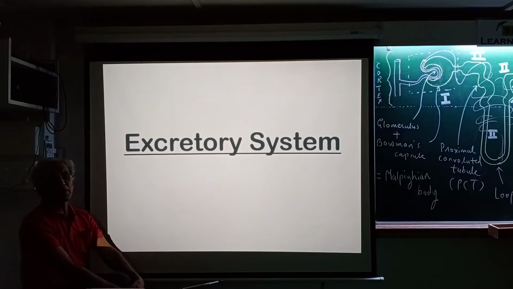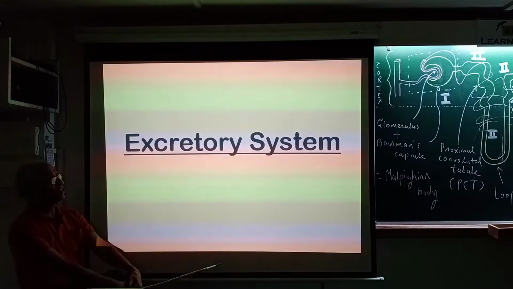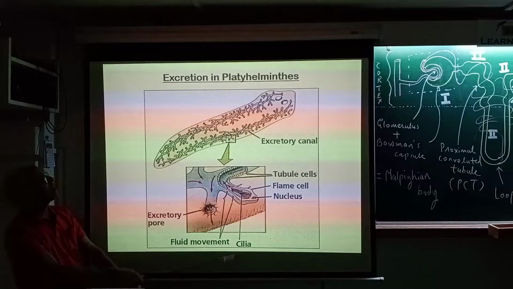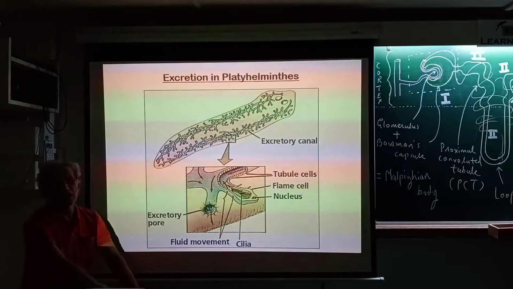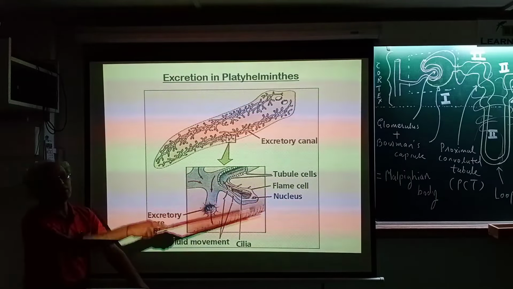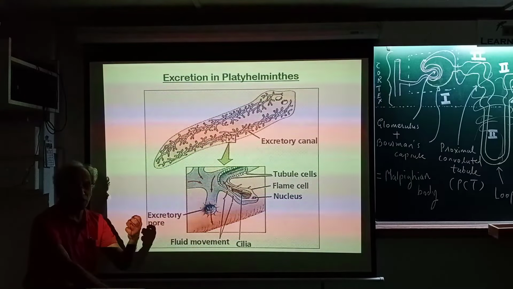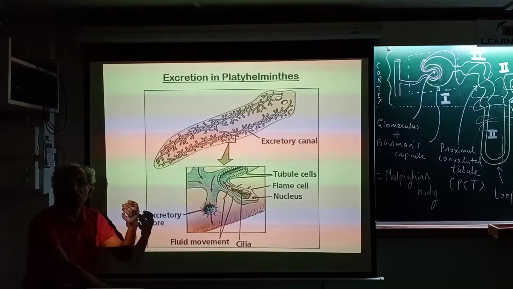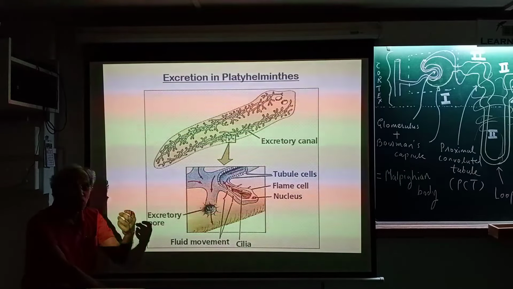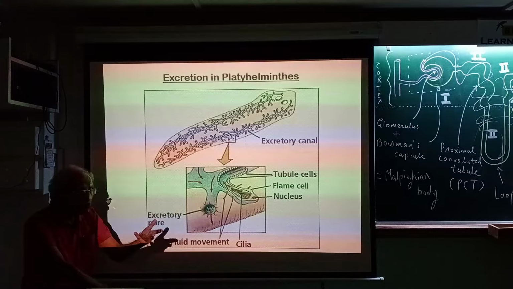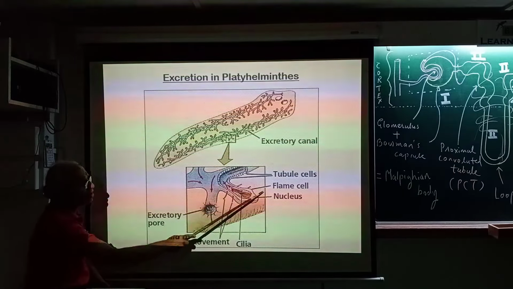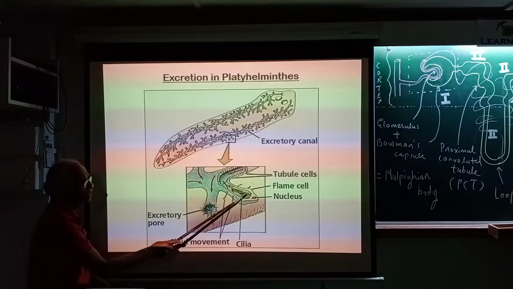Let's have a picture of the, I think it's about the planaria. I think we'll have first the planaria. Yeah, platyhelminthes. This is a planaria. What are those flatworms? Planaria, liver fluke, tapeworm. I'm reminding you. These are all flatworms, and flatworms have what are called flame cells.